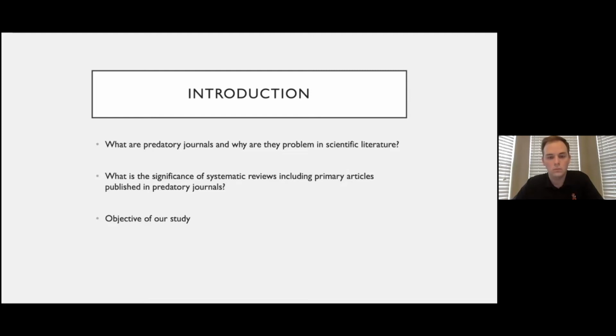So the objective of our study was to look at these systematic reviews from these top 5 orthopedic journals to see whether or not any of their most recent systematic reviews contained primary articles from predatory journals.